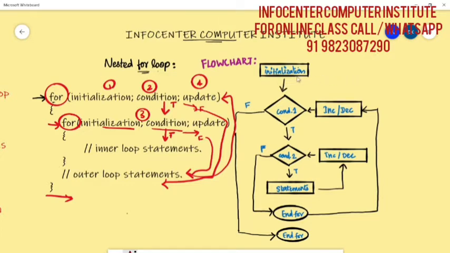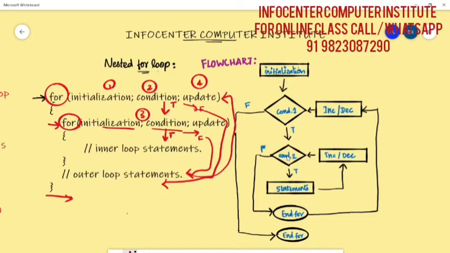So first initialization will happen and then the first condition will be tested. If the condition is true, then the second, inner loop's condition will be tested. If its condition is also true, then the statement block inside the inner loop will be executed, followed by the updation of the inner loop. Again after the updation part, that is increment or decrement, the inner loop condition will be tested. So you can notice here that this loop continues until the inner loop condition gets false.